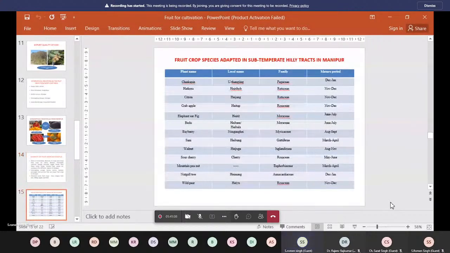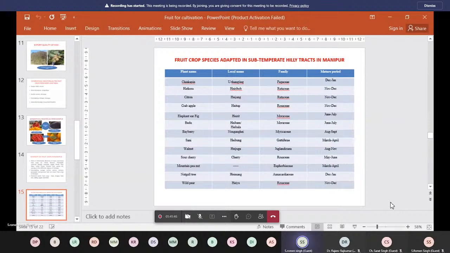I want to share about some of the species of the subtemperate hilly tract of Manipur. This is about the underutilized fruit crops growing. First is called Pur Thangjing. Another is called Hatkora, we call it Haribo. Haribo is an endangered citrus species, and it is a rare endangered species in Manipur. It has been found in the hilly area of Manipur, mainly produced in the Sandel district. So there is scope for its conservation.